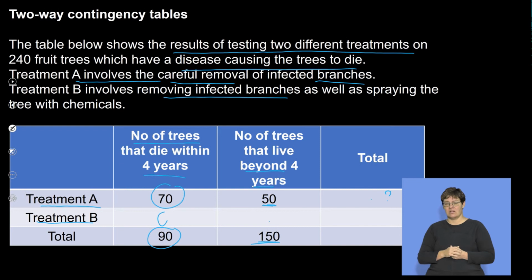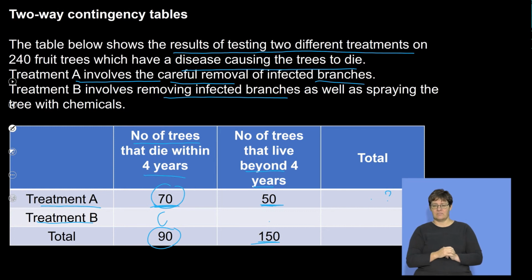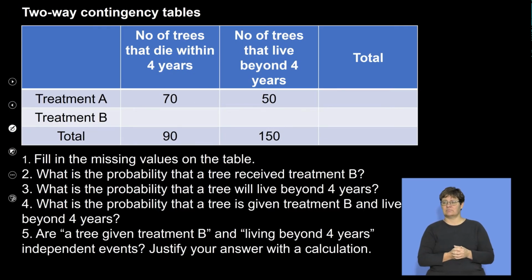Then we can get the totals by completing the table. 70 plus 50 gives us 120, and here we add the two numbers there to give us that total. So the first thing is you have a contingency table, and you might find that it is incomplete. Yes, I can complete it. Number one, we fill in the missing values on the table, which you've done so far. After that, calculate the probability that a tree receives treatment B.